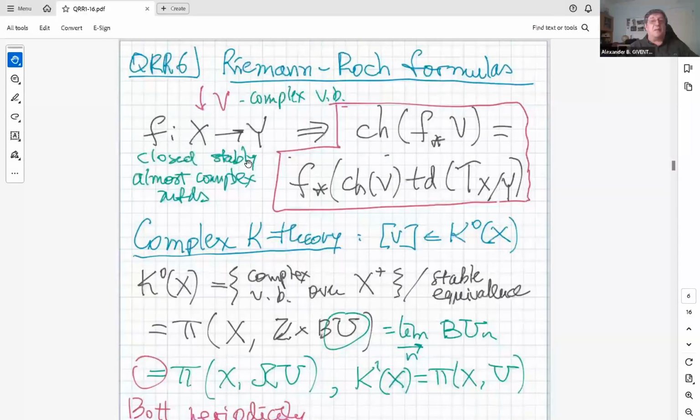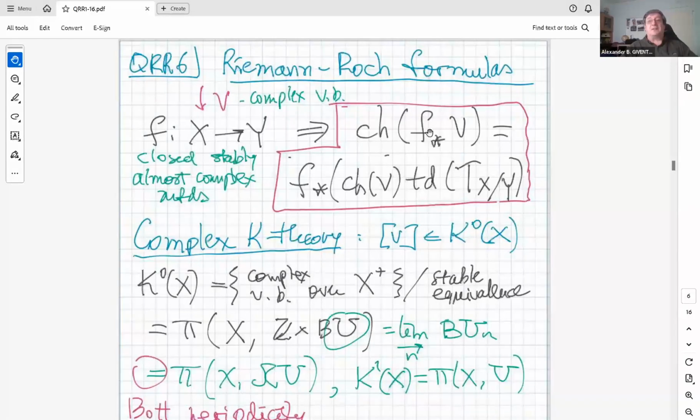The manifolds are not just oriented. They need to be complex or almost complex, or at least stably almost complex, which means that the tangent bundles are equipped with a complex structure, or maybe equipped with a complex structure after adding a trivial bundle to them. That's what stably almost complex means. V is supposed to be a complex vector bundle over X. And here is the formula.